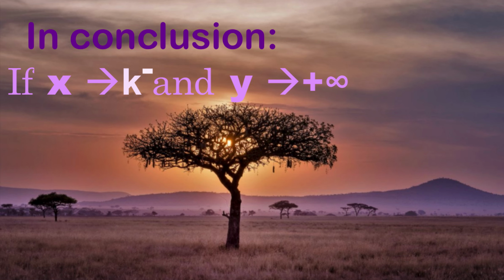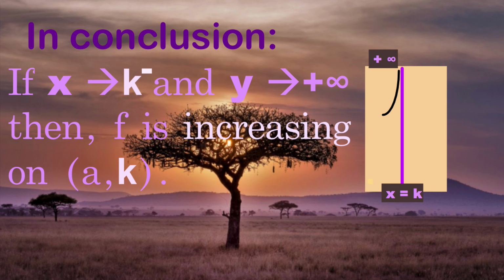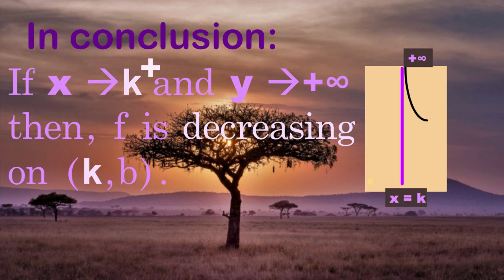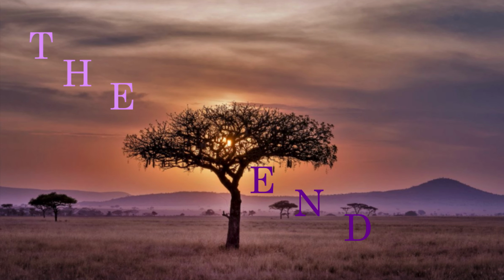If x approaches k from the left and y approaches positive infinity, then f is increasing on open interval (a, k). If x approaches k from the right and y approaches positive infinity, then f is decreasing on open interval (k, b). The end.